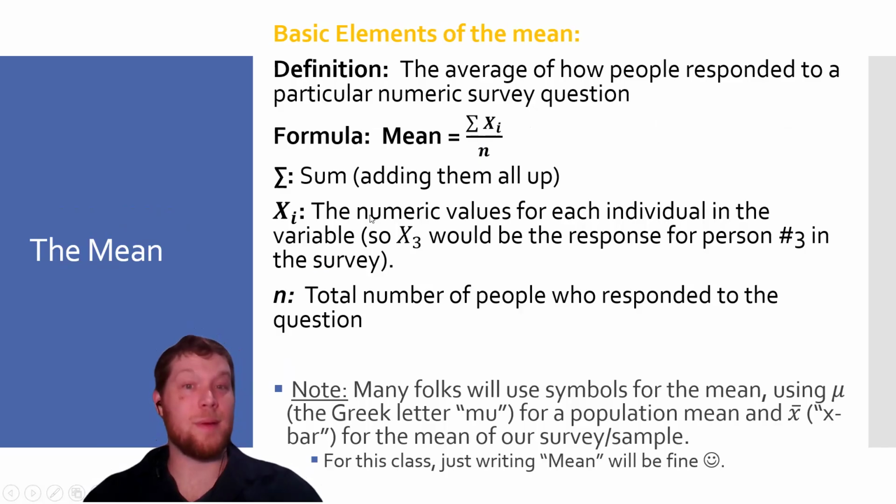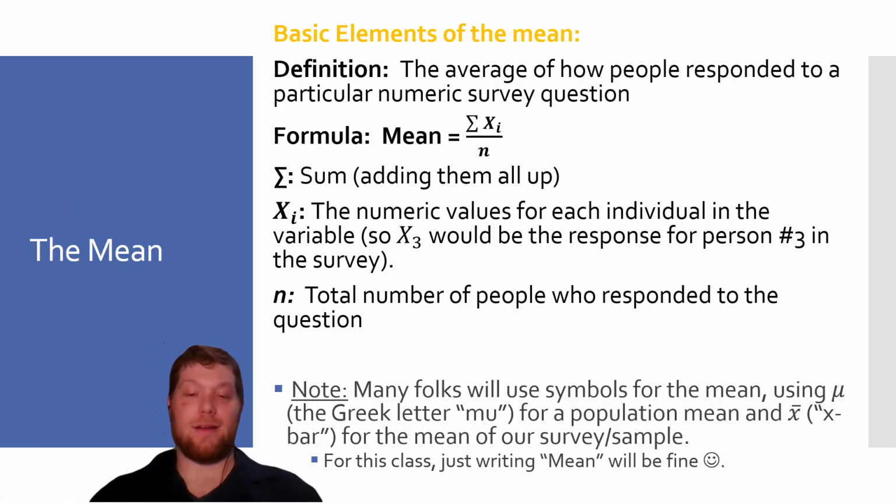So these x of i's are basically our observations for each of these individuals. So if I said x sub 3, so that's like x with a little 3 at the bottom, all that's saying is that that's person number 3 in our survey. And little n is then the total number of people who responded to this question. So basically, the number of people measured, surveyed, and our sample size.